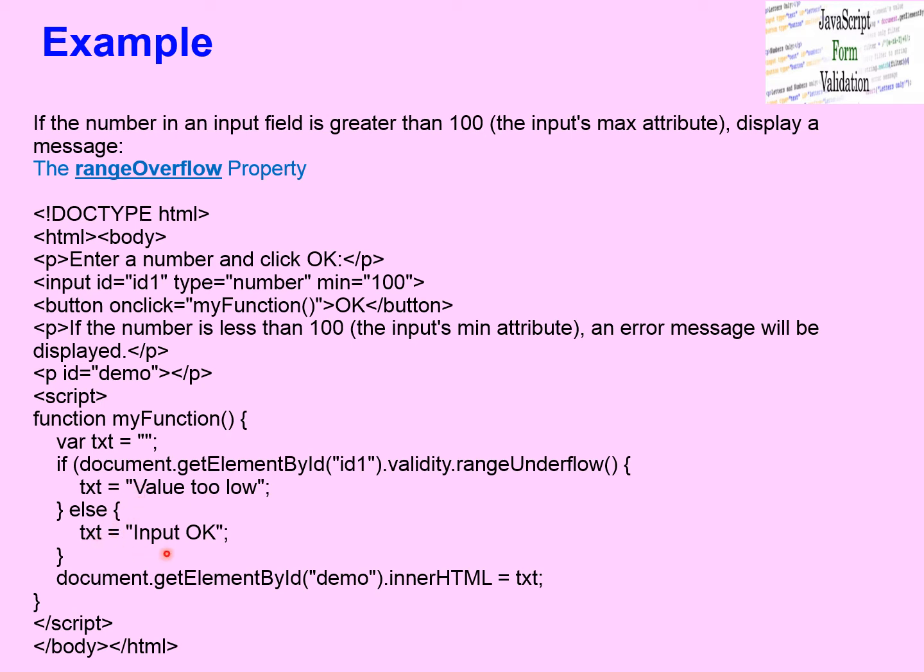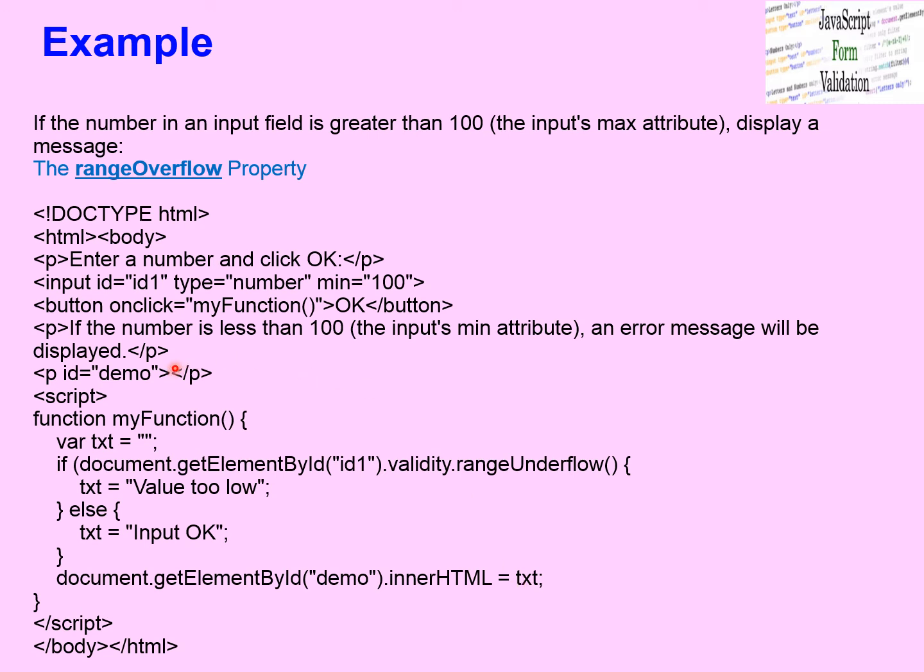After the if statement, there is one more statement in the function: document.getElementById("demo").innerHTML is equal to txt. So we want to place this txt value in the corresponding paragraph.